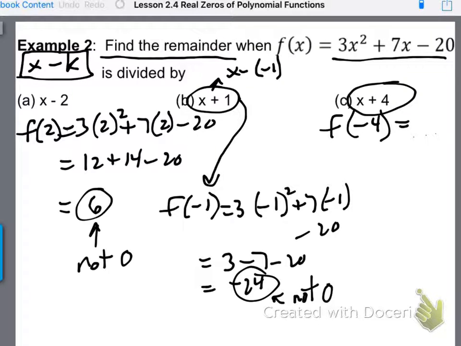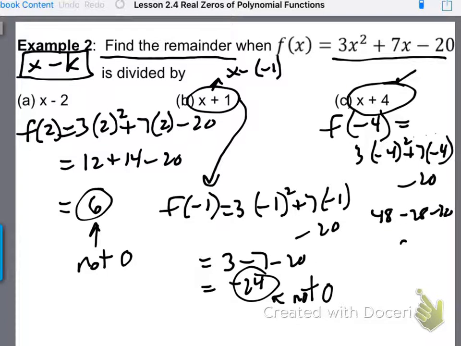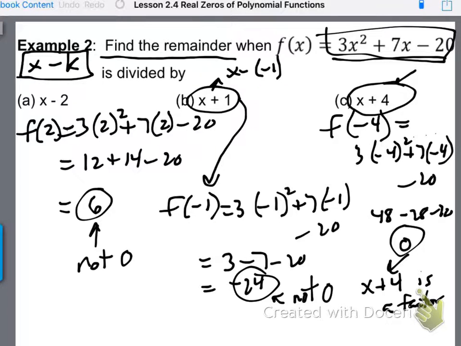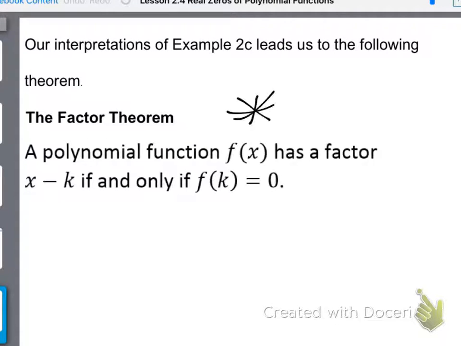And x plus 4, is it a factor? Well, I don't know if it is a factor. Maybe we should find out. So again, if we want to know if this is a factor, all we have to do is plug in -4 and find out if f of x equals 0. Let's see. -4 squared is 16, times 3 is 48, minus 28. Well, I'll be darned, we get 0. So by the factor theorem, that means x plus 4 is a factor of this.